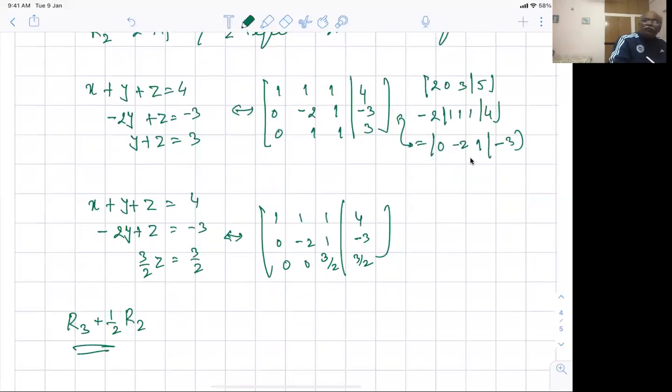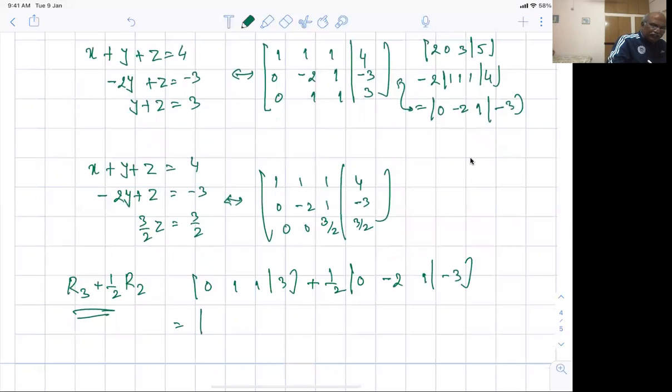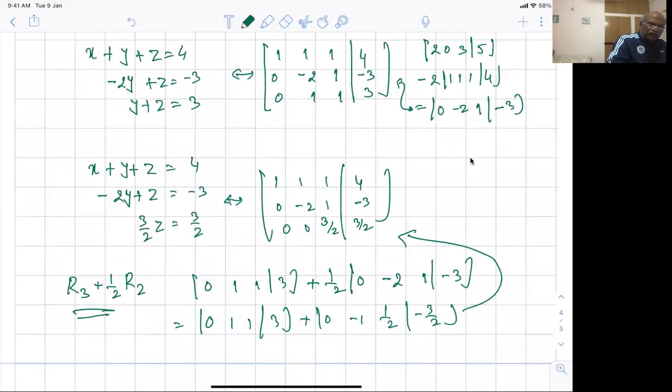So 3 upon 2 is basically the third row plus half times the second row. What is the third row? Third row is 0, 1, 1, 3 plus half times the second row 0, minus 2, 1, minus 3. If I do this, it is 0, 1, 1, 3 plus 0, minus 1, half, minus 3 upon 2. So you will get 0, 0, 1 minus 1 is 0, 1 plus half is 3 by 2, 3 minus 3 by 2 is 3 by 2. All right. So you get back this.